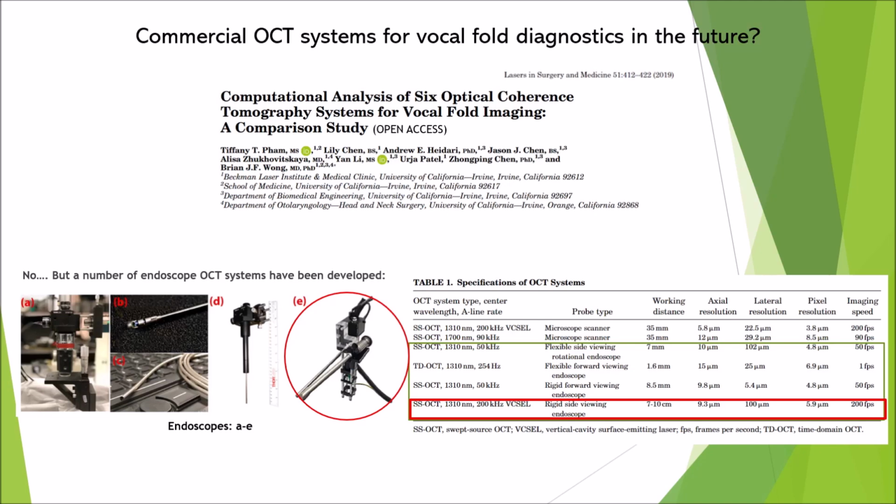We present various endoscopes, and highlighted in the red square is the most interesting one. It is a sweep source OCT, 1310 nanometer with 200 kHz, and VCSEL means vertical cavity surface emitting laser. As you can see, the working distance is 7 to 10 centimeters from the tip of the probe to the vocal fold. And unfortunately, the lateral resolution is 100 micrometers.